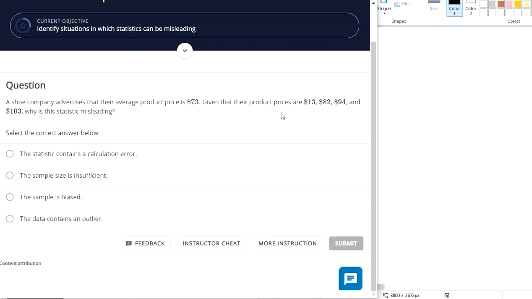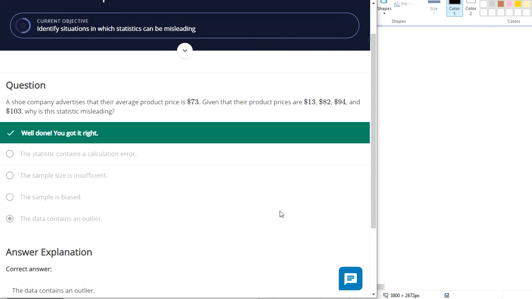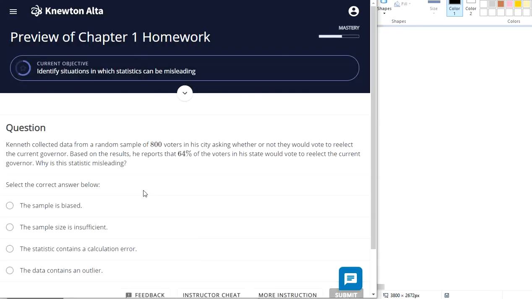So, why is this statistic misleading? It's not a big sample size, so that one's kind of tricky. But it's sufficient because this is all their products, given that their product prices are these four numbers. So we're not going to select that the sample size is insufficient, because we've got the entire population that we're studying. The sample is biased? We don't have any information to think it's biased because it looks like we got the population. The data does contain an outlier of $13. So that pulls the mean away.